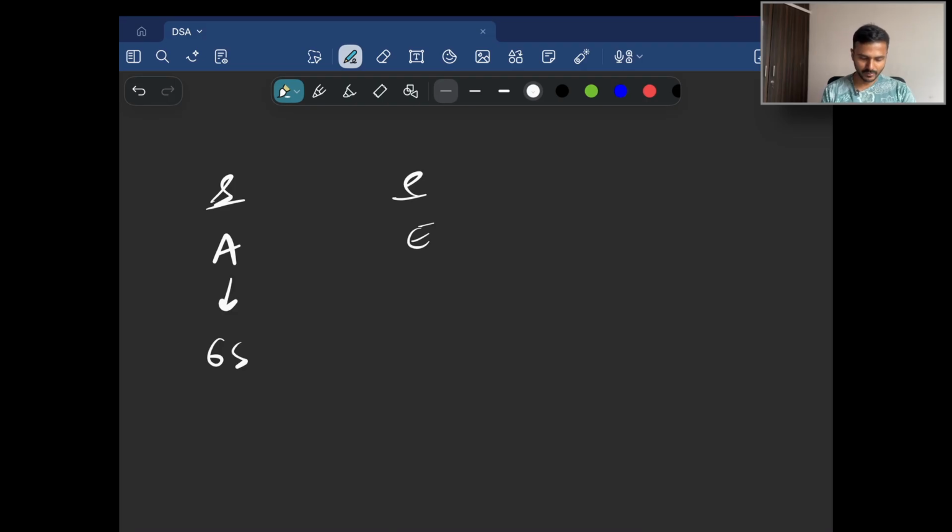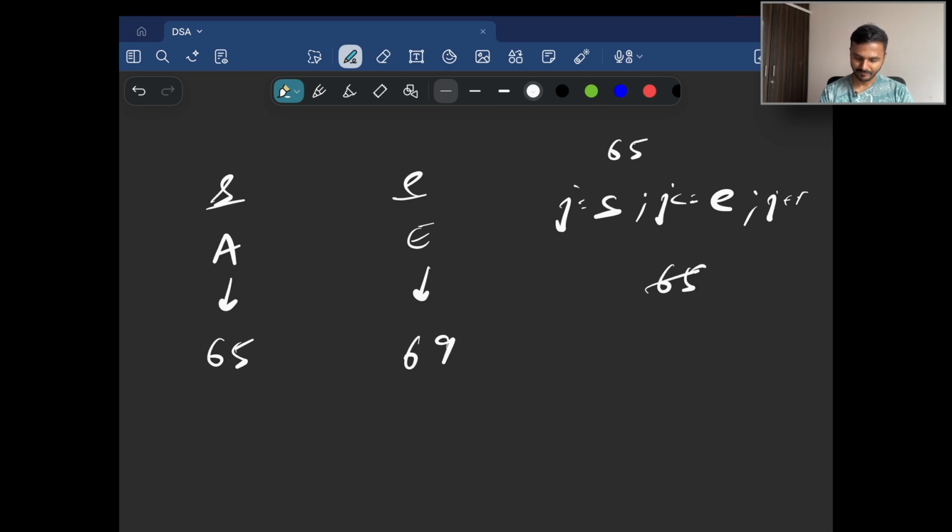So we know that A would be 65 and E would be 69. So can we say we have a loop something like this? J is equal to, sorry, not 0, J is equal to start, which in this case would become 65, and J less than or equal to end, which in this case would become 69. And what we do is we go for J plus plus. So in the first iteration, J would be 65. We print 65, that is A. In the second iteration, J would become 66. We print 66, which would be B. And that is how we continue, right?